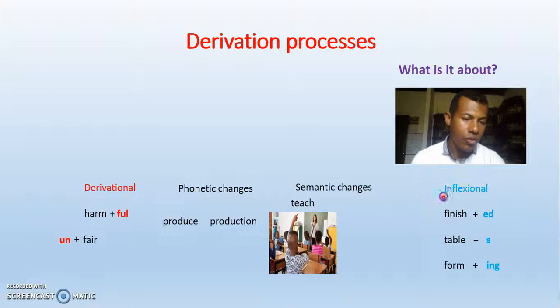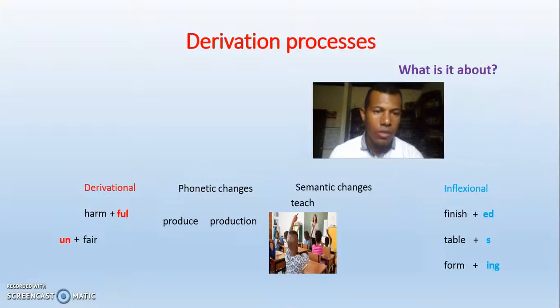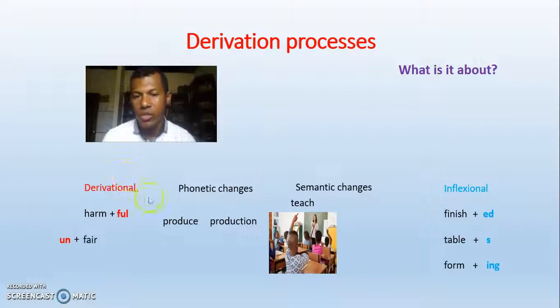It's important for you to distinguish between the derivational process and inflectional process. They are not the same, and this video is not covering inflectional. This video will be covering the derivational process. Along this video, I'm going to give you this information in advance. You must keep in mind phonetic changes.